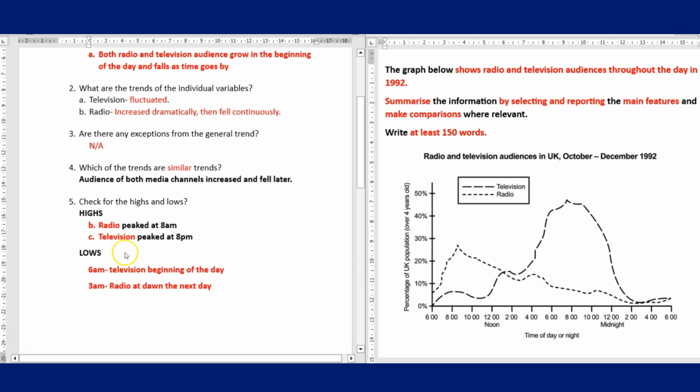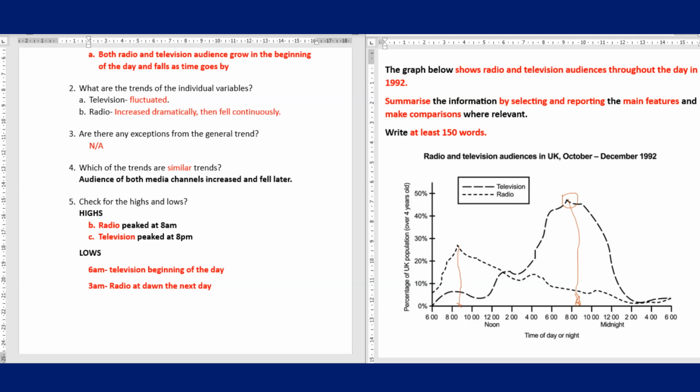Okay, so let's check for the highest and lowest. So what is the highest point? If you take the highest point of television audience, let's go for the television audience. We can see that television audience actually peaked here, right? They peaked here, and if you bring it down, you can see that it's within this particular point. All right, it's from here, so it's like within 8 p.m., right? 8 p.m. thereabout.